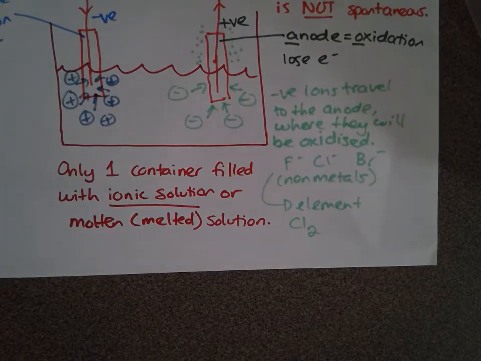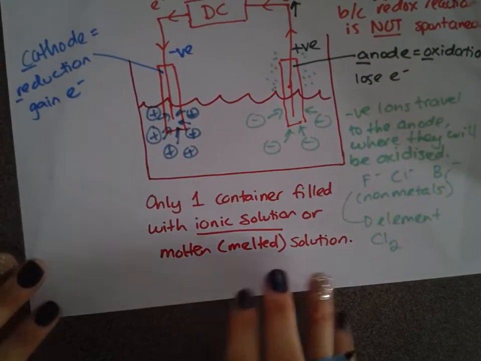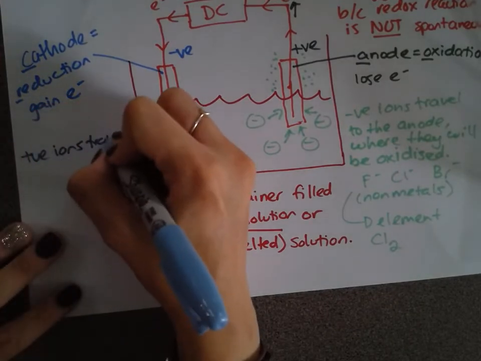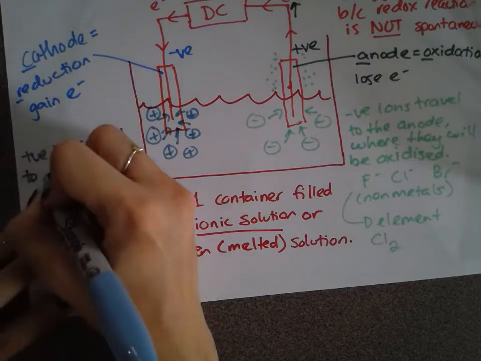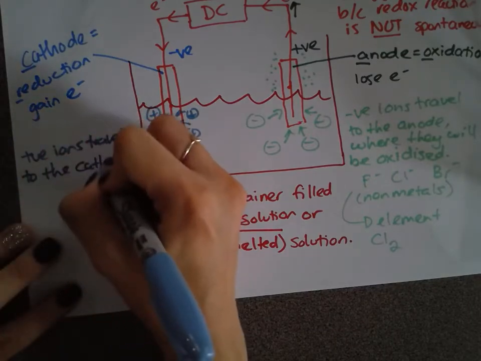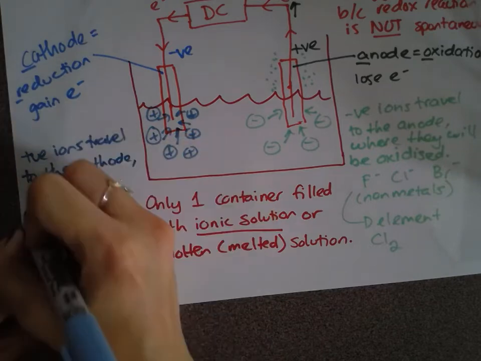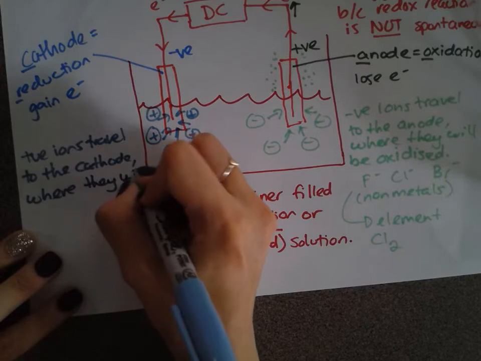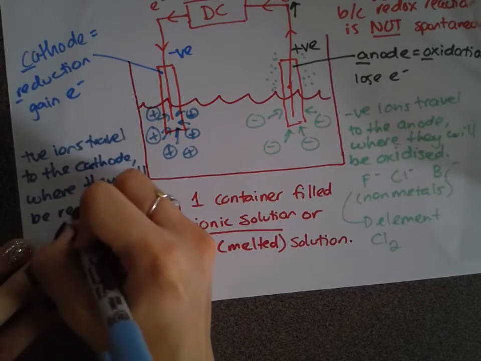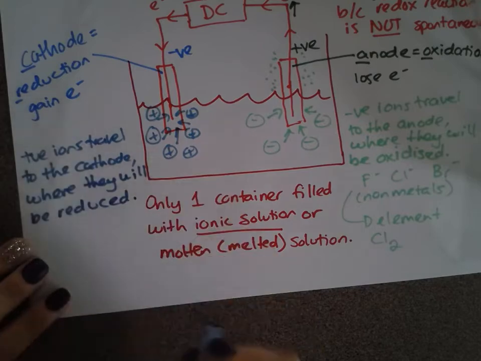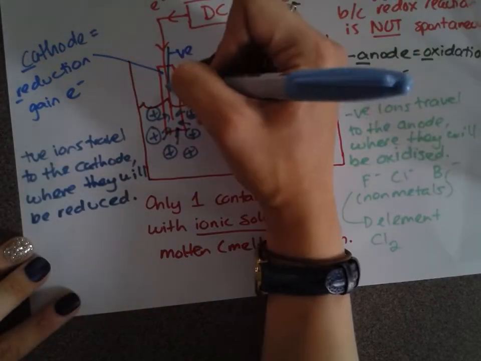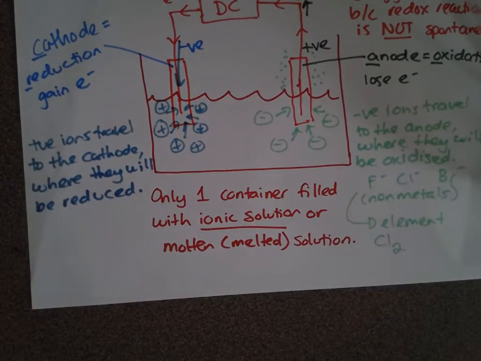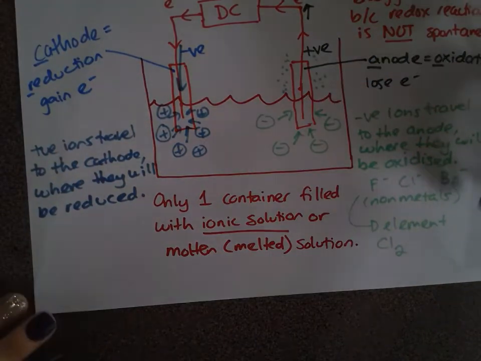All right. On the flip side here, my cations, my positive ions, are traveling to the cathode. This is where they will get reduced. So you see how there are electrons over here, it's gaining those electrons to then be reduced. So I've taken my redox reaction, and I'm forcing it to occur because of that electrical current that I'm providing.